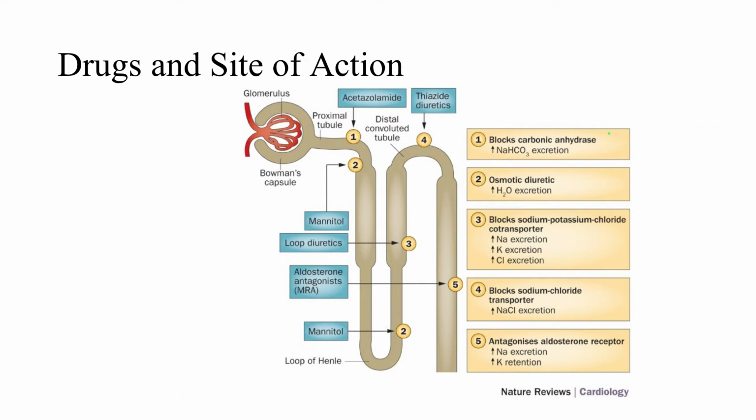We've got our carbonic anhydrase inhibitors up in the PCT. We've got our osmotic diuretics, which are also going to work along in the PCT area. We've got our really common loop diuretics over in the loop of Henle on that big co-transporter. And we have our thiazide and thiazide-like diuretics over in the distal convoluted tubule. And then we've got our late distal convoluted tubule collecting duct medications, our potassium-sparing diuretics.